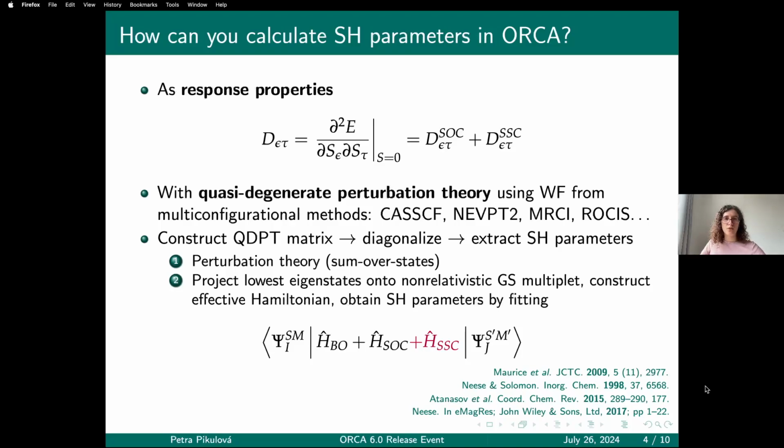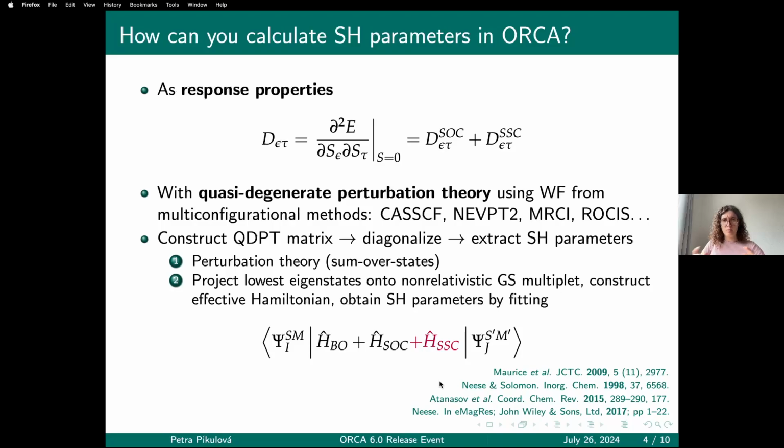The other type of calculation that's possible in ORCA is based on quasi-degenerate perturbation theory, where you start from some kind of wave function theory calculation that is able to give you an approximate solution for your Born-Oppenheimer molecular Hamiltonian, and not only the ground state, but also some number of excited states. Then these states that you obtained are used by the program to construct this QDPT matrix. That would be the matrix representation of the Born-Oppenheimer molecular Hamiltonian, plus the perturbing terms, that's the spin-orbit coupling and spin-spin coupling also, potentially.